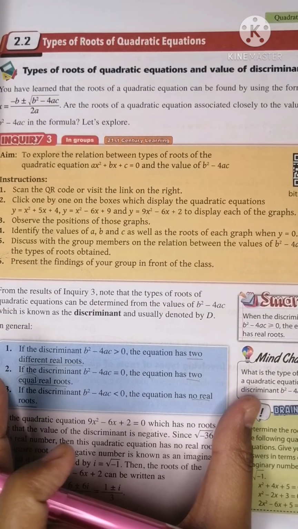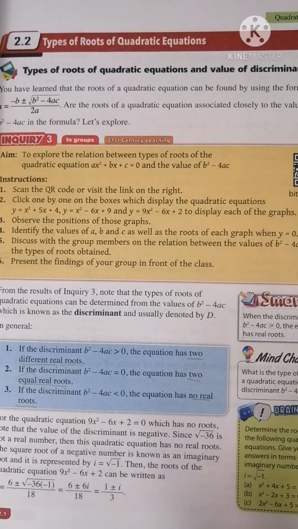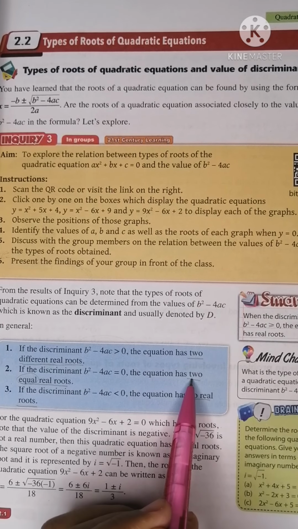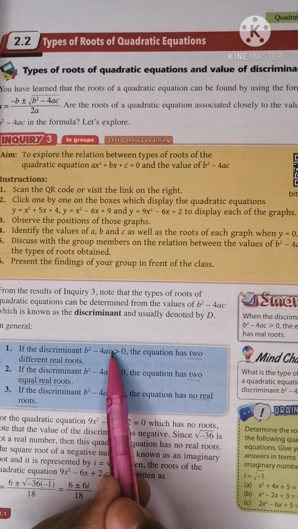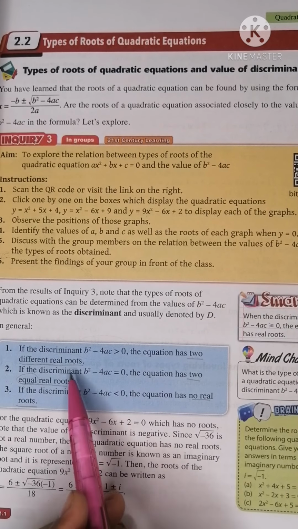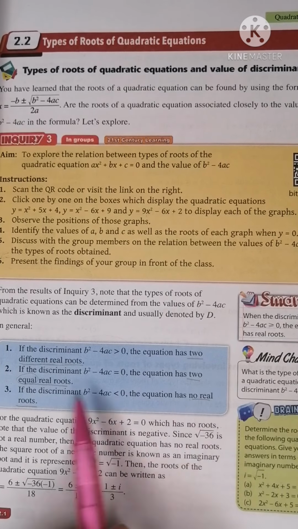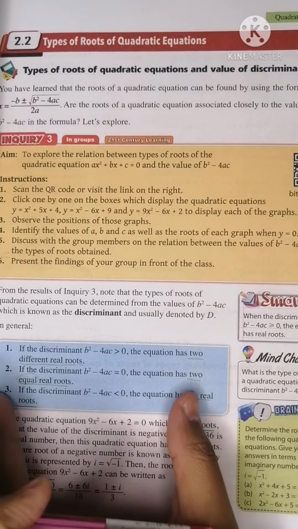Maybe you still do not understand the function of the discriminant and how to determine the types of roots, but it's okay. You just need to remember that there are three types of roots: two different real roots, two equal real roots, and no real roots. For two different real roots, the discriminant b square minus 4ac is greater than 0. For two equal real roots, it is equal to 0. For no real roots, it is less than 0. You just need to remember this.